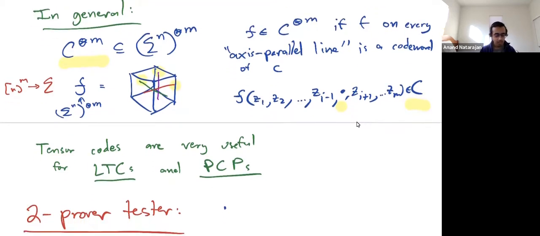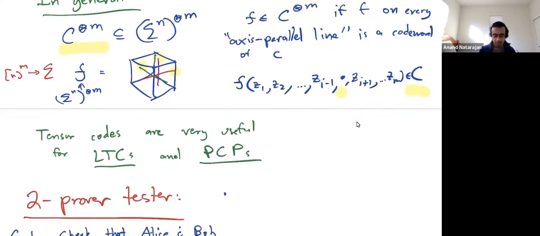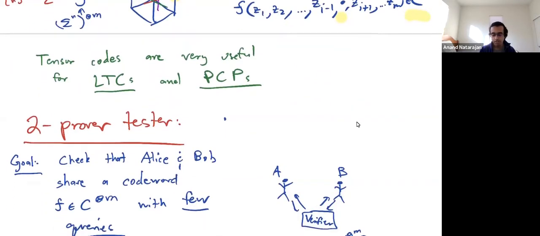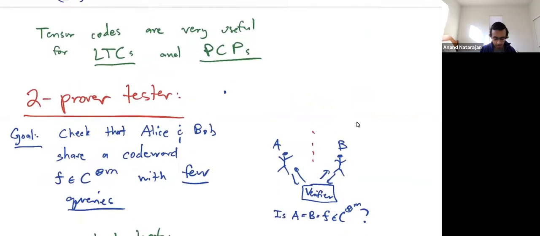So here's the tester, and I'm going to state it in kind of weird language. I'm going to state it as a two-prover protocol. So if I have two provers, Alice and Bob, and I'm imagining that they interact with some verifier. So here I have Alice and Bob, and I'll stipulate that Alice and Bob are not allowed to communicate during this protocol.